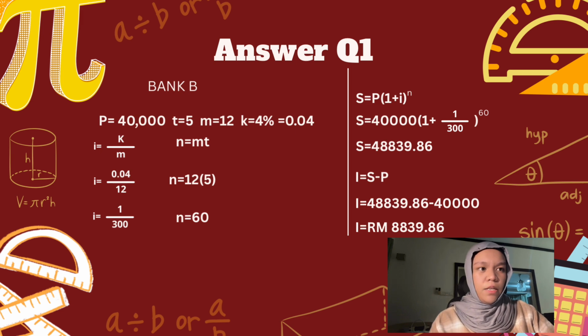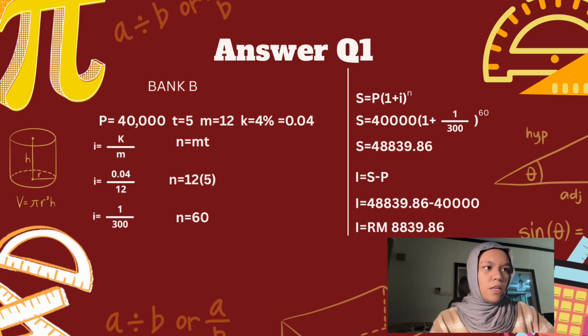After that, we will use the same formula, which is S equal to P open bracket 1 plus I close bracket power N. So it will be S equal to 40,000 open bracket 1 plus 1 over 300 close bracket power 60. And the answer will be 48,839 and 86 cents. After that, we will find the interest value, which is I. So it's the same formula, which is I equal to S minus P.